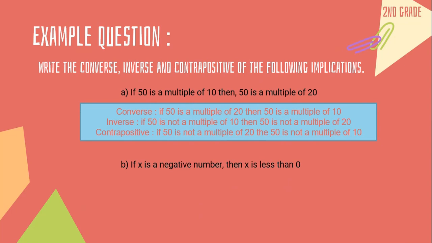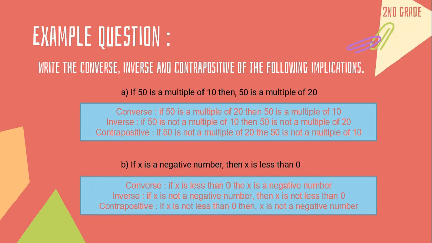Okay, the next question. If x is a negative number, then x is less than 0. So the converse, inverse, and contrapositive of this implication will be: the converse is if x is less than 0, then x is a negative number. The inverse is if x is not a negative number, then x is not less than 0. And lastly, the contrapositive will be if x is not less than 0, then x is not a negative number.